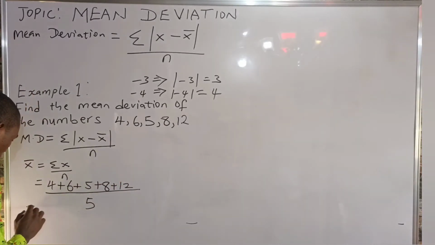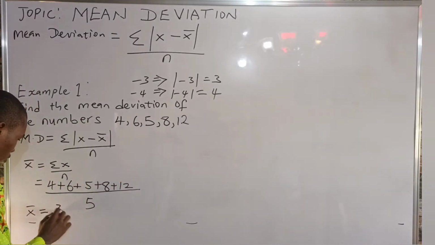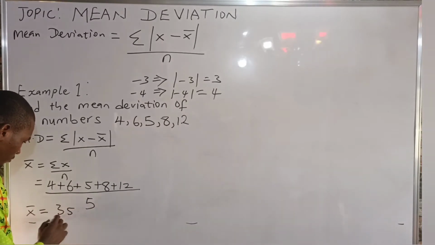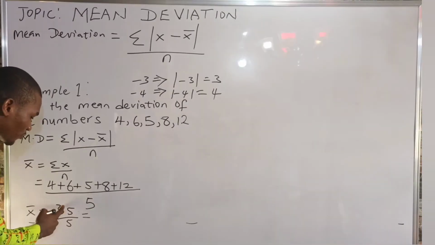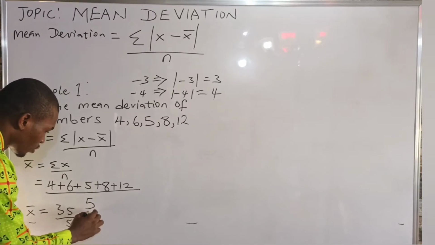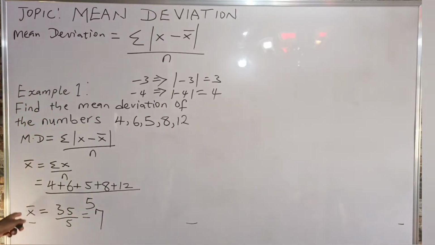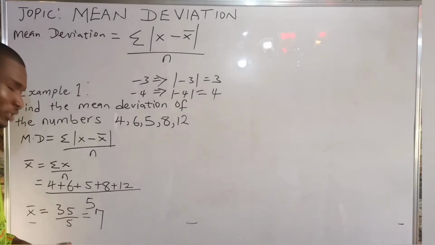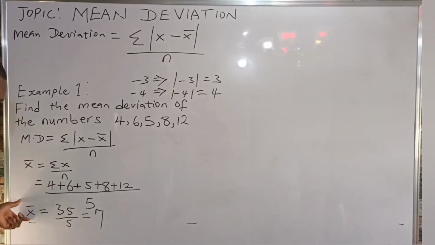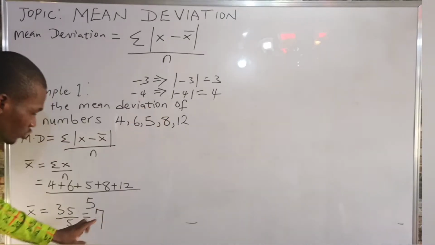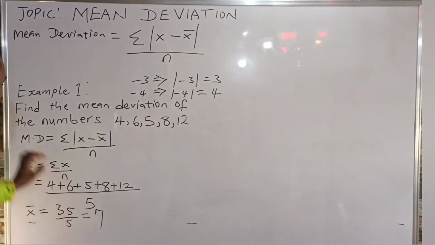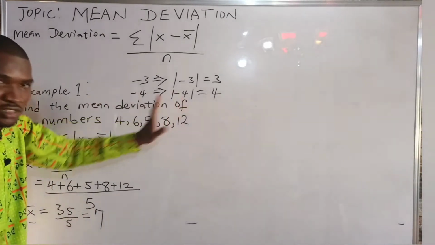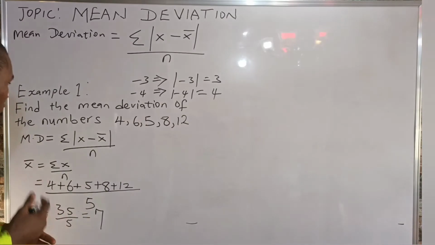So we have that our mean is equal to 35 all over 5. And 35 divided by 5 will give us 7. So automatically our mean, which is our bar x, is 7. Having found the bar x, which is the mean of this given set of data, to be 7, let's then find the mean deviation of this given set of numbers, which is the question we are asked to find.